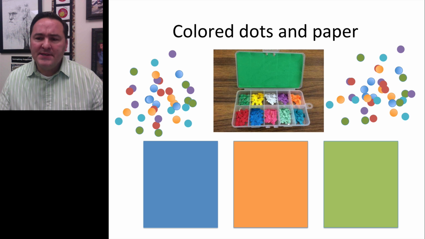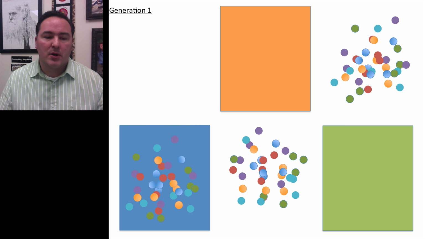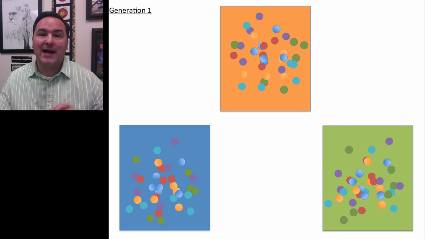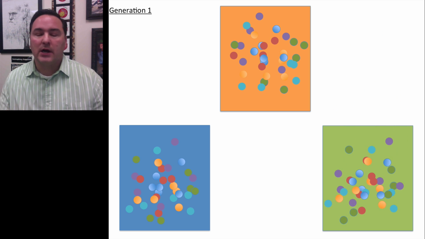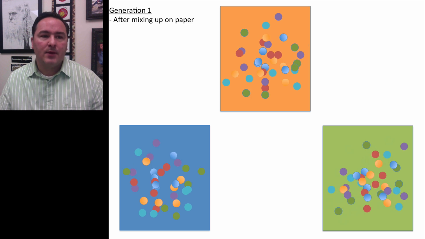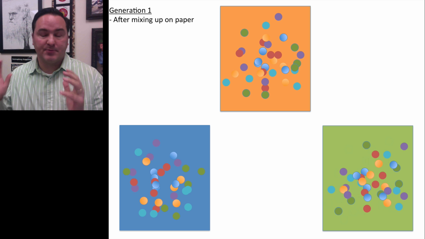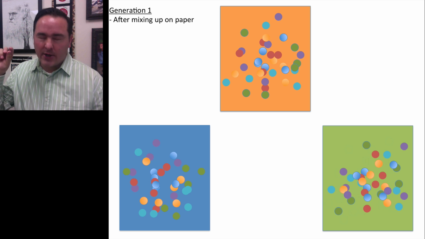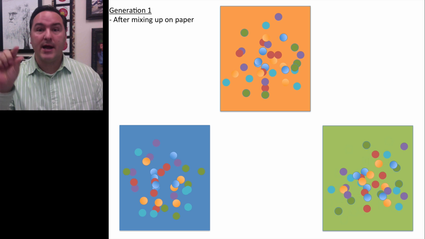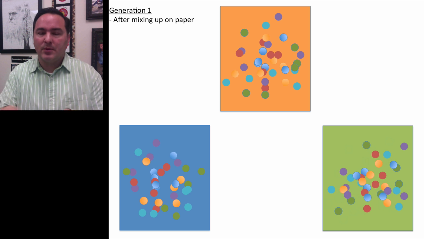So I take a bunch of these dots and spread them out across the papers. I put a bunch on the blue, a bunch on the orange, and a bunch on the green, and in fact I'm starting with exactly 6 dots of each color. We're going to call this our generation 1. Then we mix these things up on the paper, and you act as if you're a predatory bird or something. You have your eyes closed while the dots are being mixed up, and then you go in, open your eyes really quick, and grab the first dot that you see.